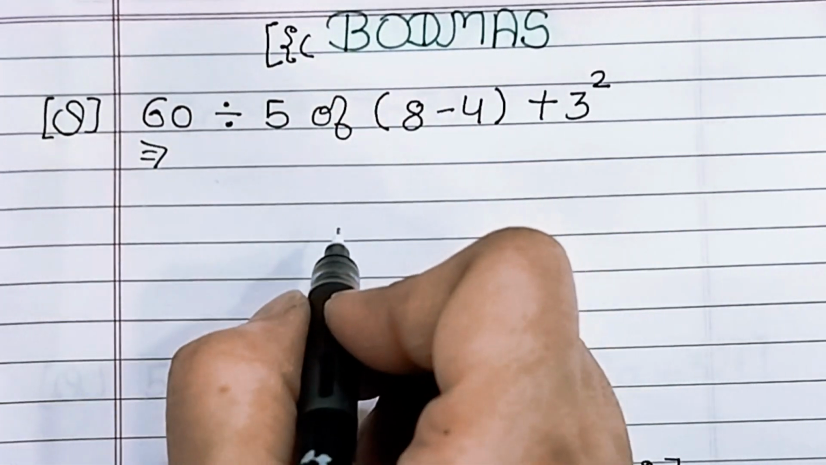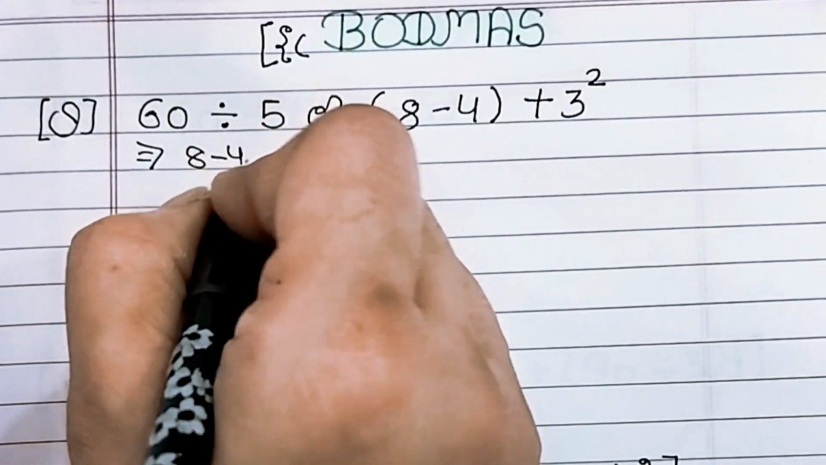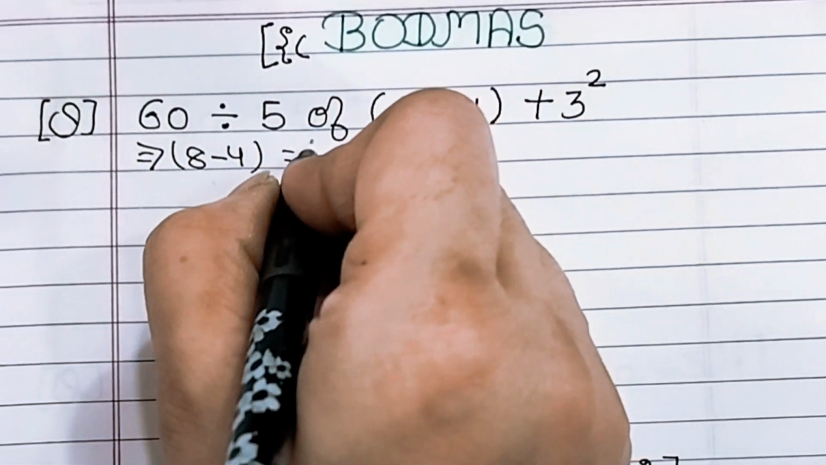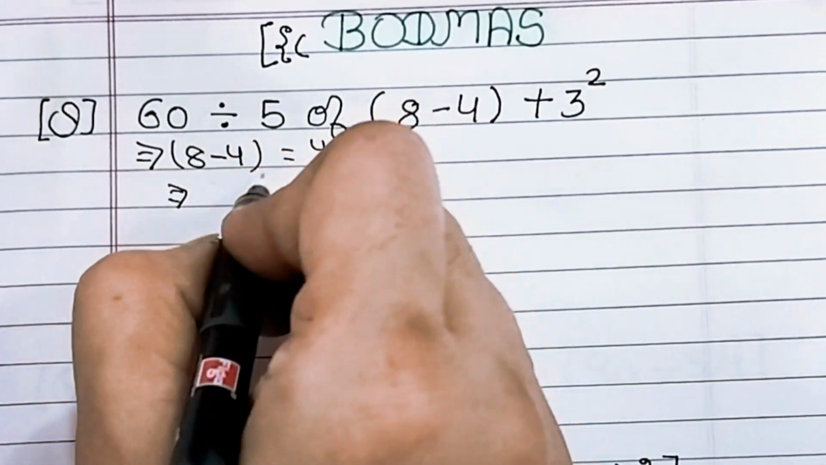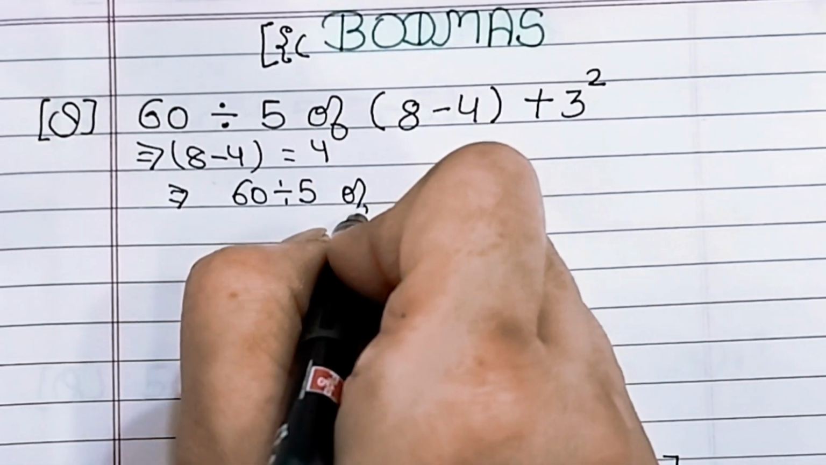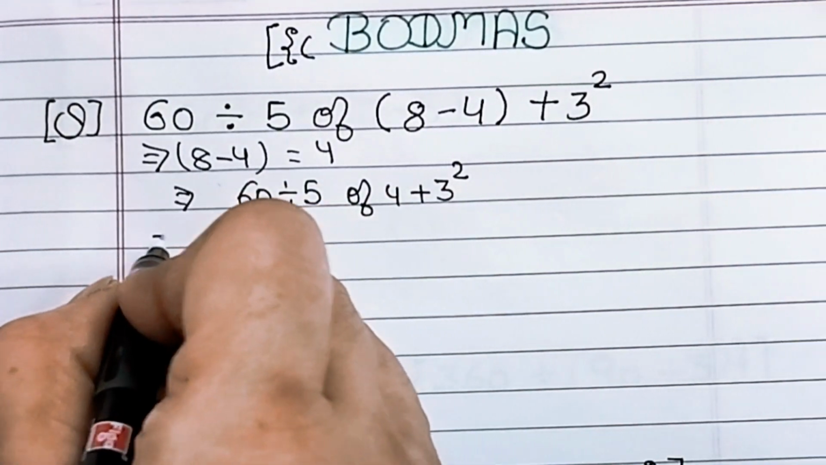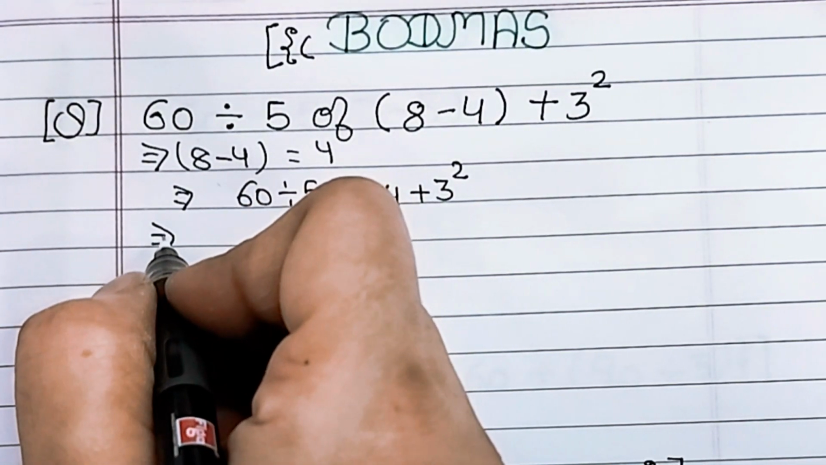So first, solve the operation inside the parentheses. So there is an 8 minus 4. It will get 4. Now the expression becomes 60 divided by 5 of 4 plus 3 square. Now the second step, orders.